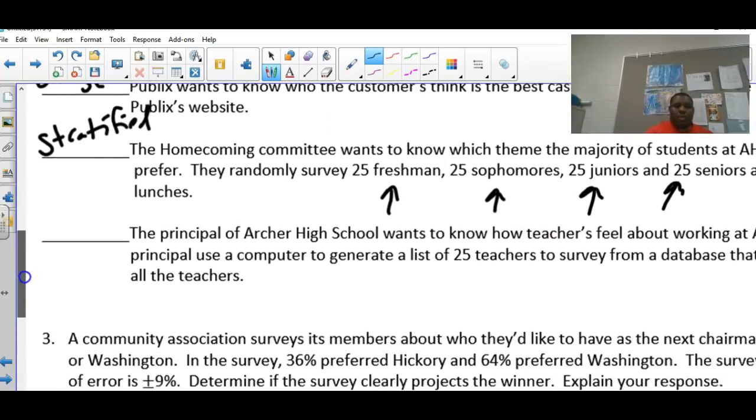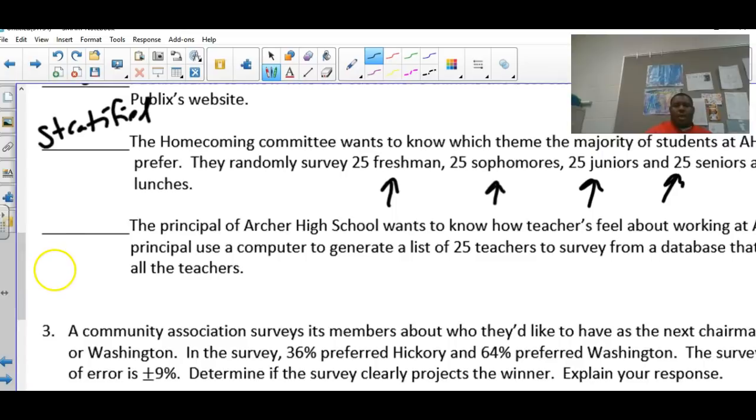A principal at Archer wants to know how teachers feel about working at Archer. So he generates a list of 25 teachers from a database that has all teachers, everybody's included, and that is simple random.